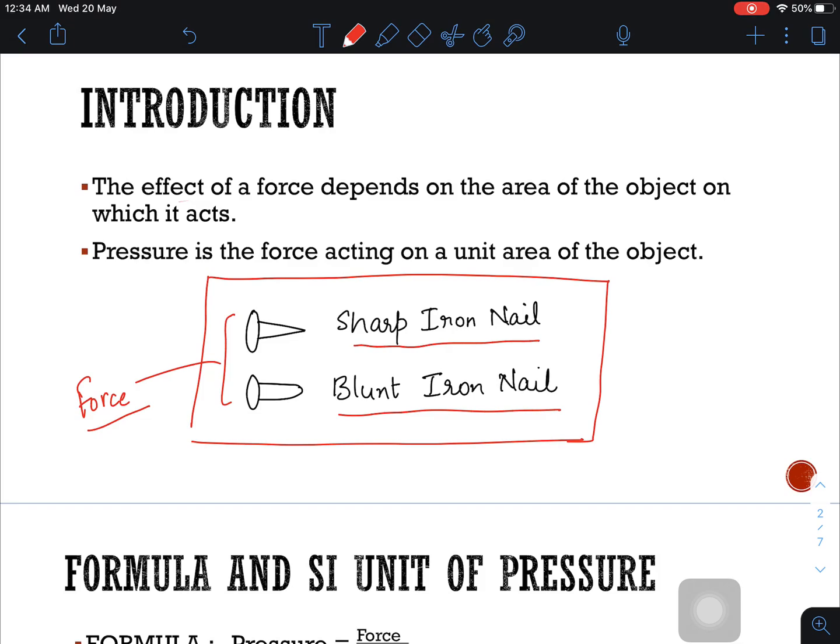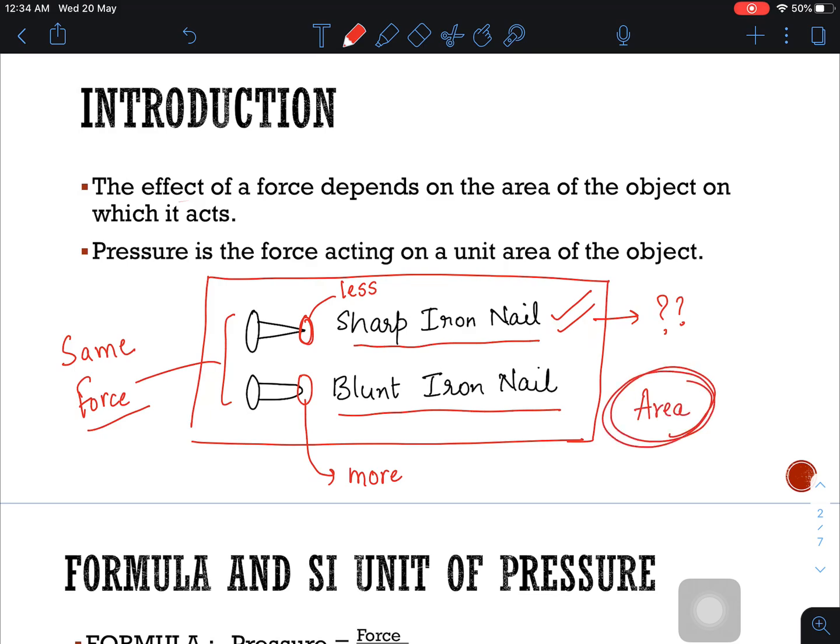The one that will go inside the wall easily is the sharp nail. Why? Because it has less area. If you talk about the area that will come in contact with the wall, it is more with the blunt nail, while with the sharp one it is less. Though we are applying the same amount of force, we still get a different effect depending upon the area.